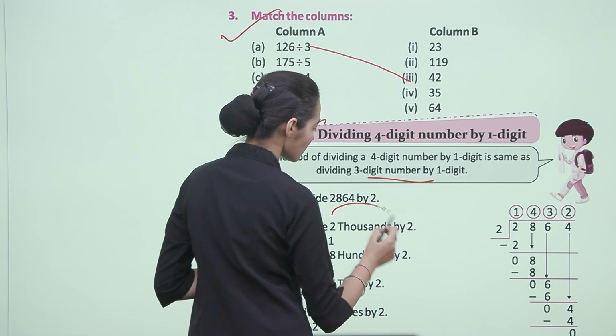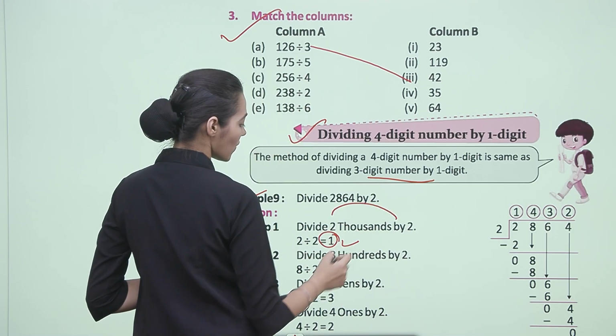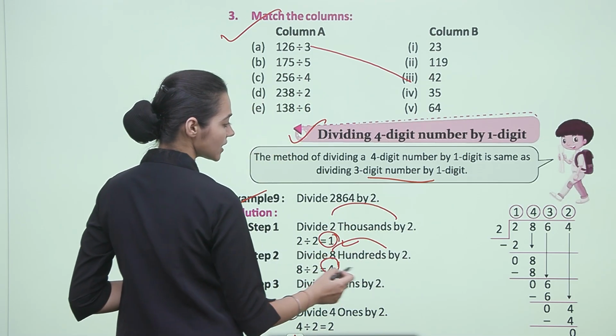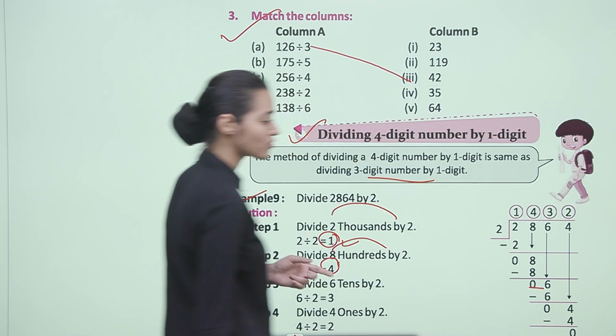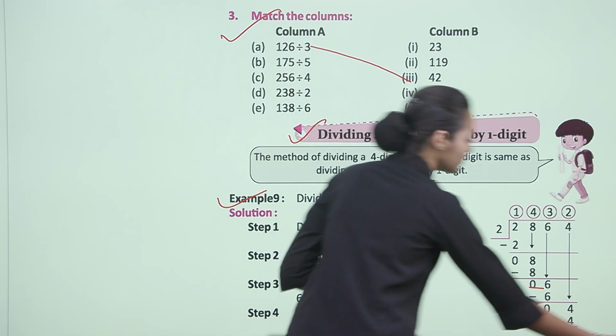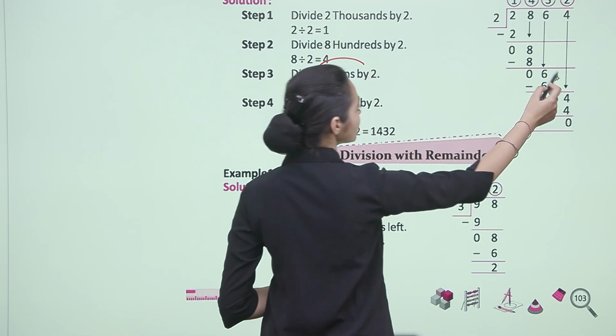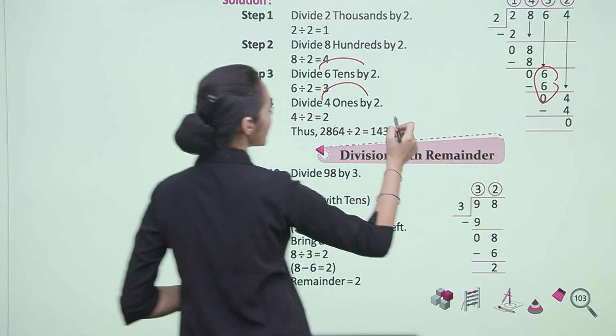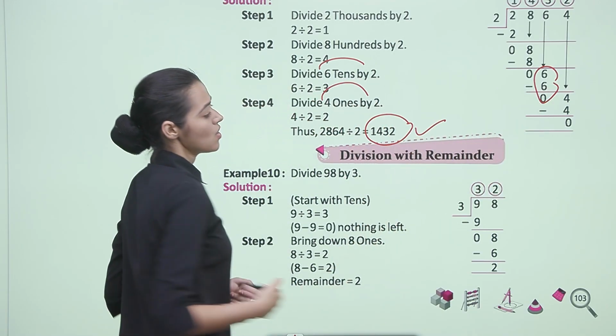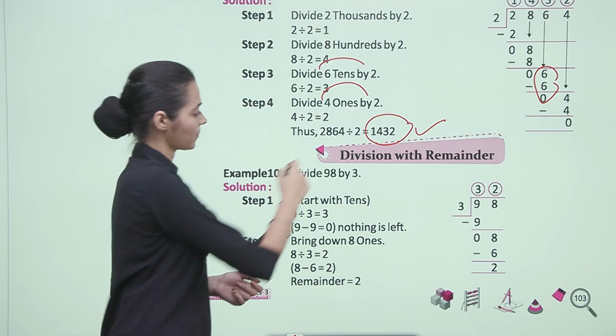Firstly we will divide 2000s by 2, that is 1. Then 800s by 2, that is 8 divided by 2, 2 4s are 8, then again 0. After that we will divide 6 tens by 2, that is 6 minus 6, 0, then 4 ones by 2, then the quotient we get is 1432.